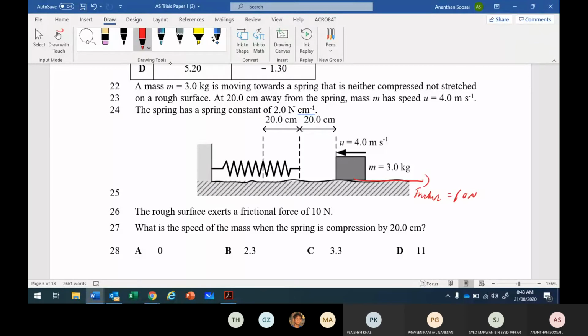What is the speed of the mass when the spring is compressed by 20 centimeter? The spring is compressed by 20 centimeter at this position. What speed is it moving at this point? V. The block is here.